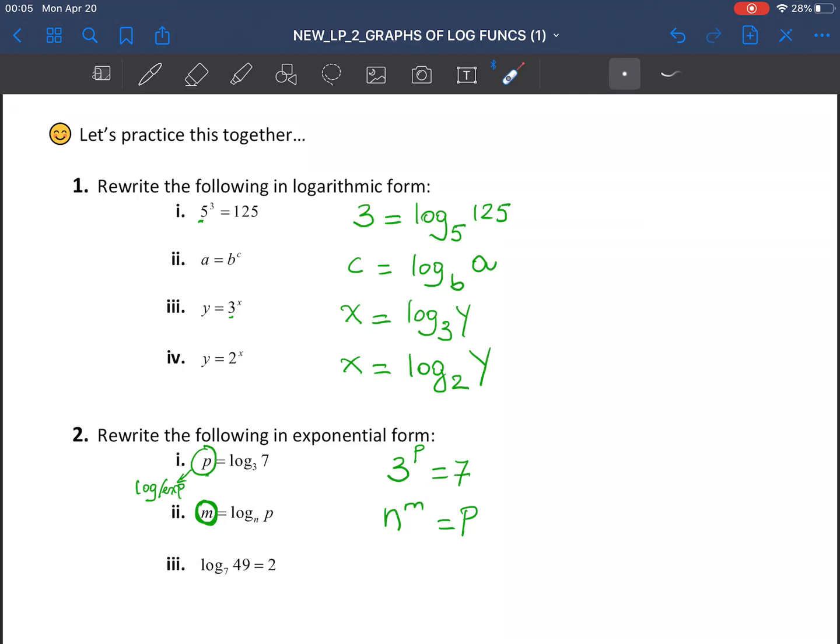Last example. Base 7 must be raised to the power of 2. This represents the log or the exponent in order to obtain 49.